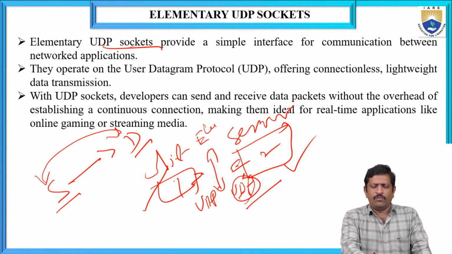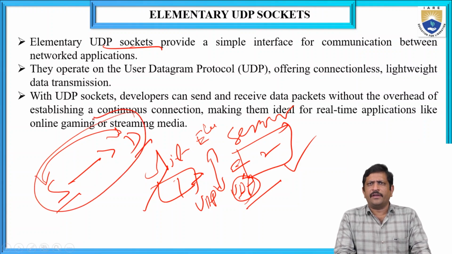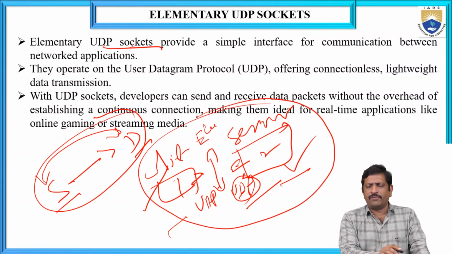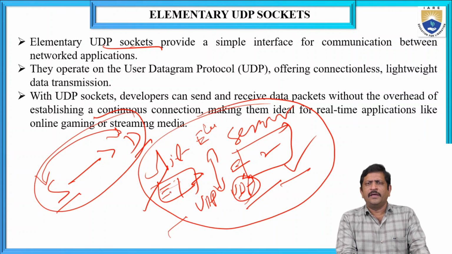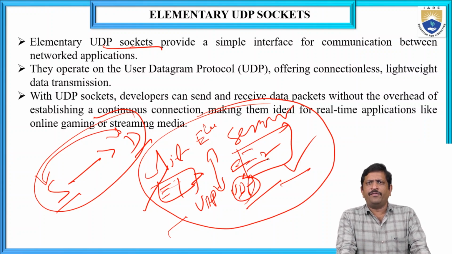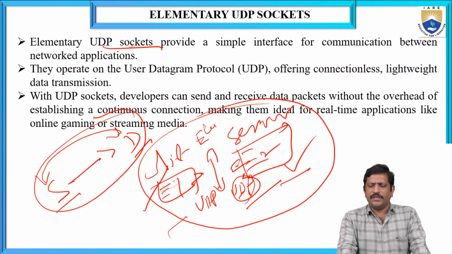Here we use elementary UDP sockets between different client applications over the network. The network is the same, but the applications are different. This client has a number of applications, and the server also has a number of applications.